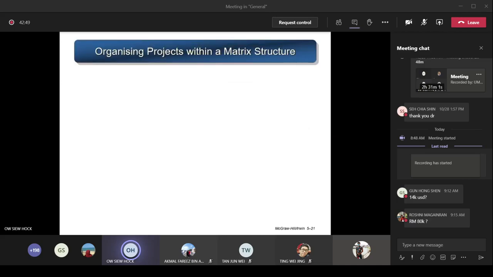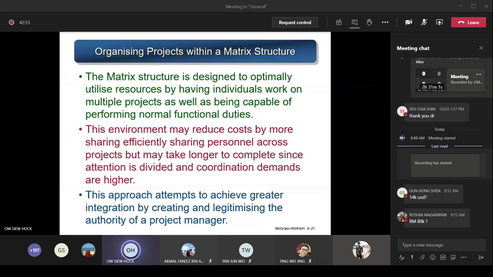Next is the type called matrix structure. Matrix structure is designed to optimally utilize resources by having individuals work on multiple projects, as well as being capable of performing normal functional duties. That means you are attached to your department, but at the same time, I ask you to do other things and other projects. So you do it in parallel, together, you see.